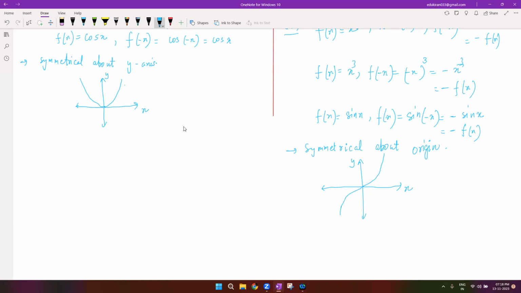So if your function is either odd or even, then you can directly solve the limits minus a to a questions. But it is not mandatory that your function has to be either odd or even. Your function can be neither odd nor even. It is not necessary that the function has to be either odd or even. It may be possible that the function is neither odd nor even. Definitely possible, right?